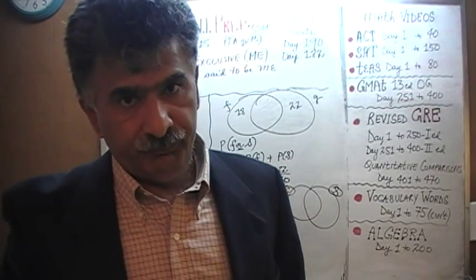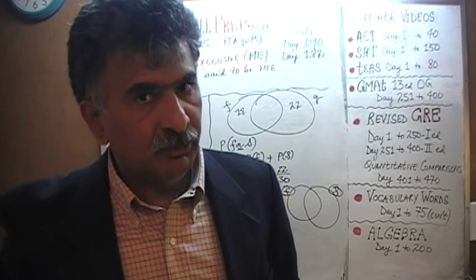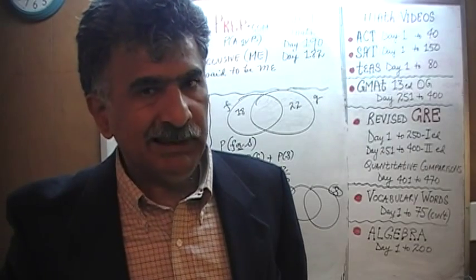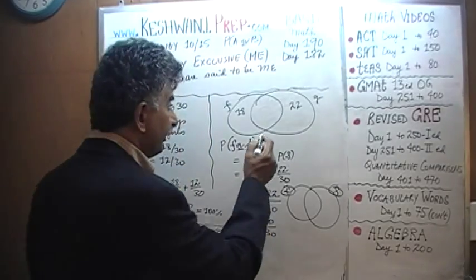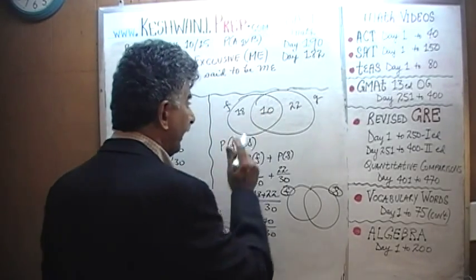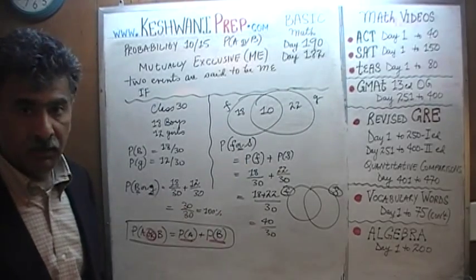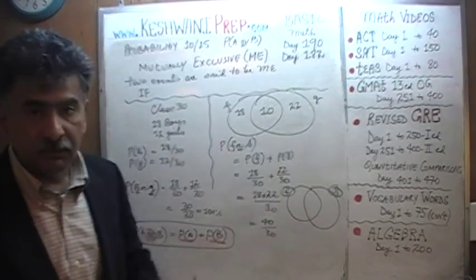What does it tell us? It tells us that there are 10 students that are being double counted. Why are they being double counted? Because these 10 students are such that when you count the number of people who speak French, you're counting these 10 people, and then when you count the number of people who speak German, you're counting those same people again.